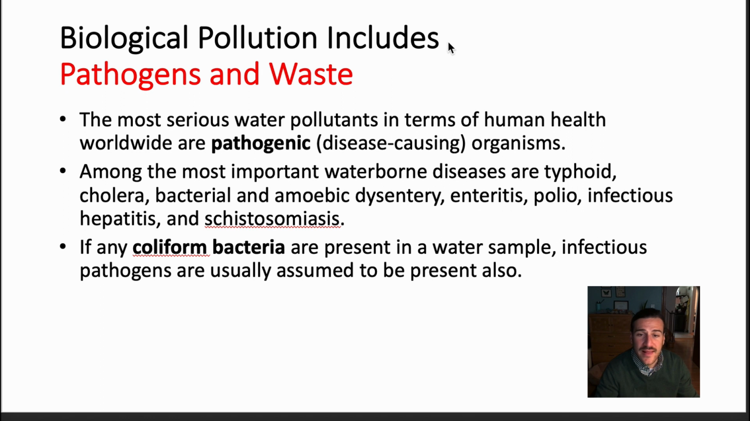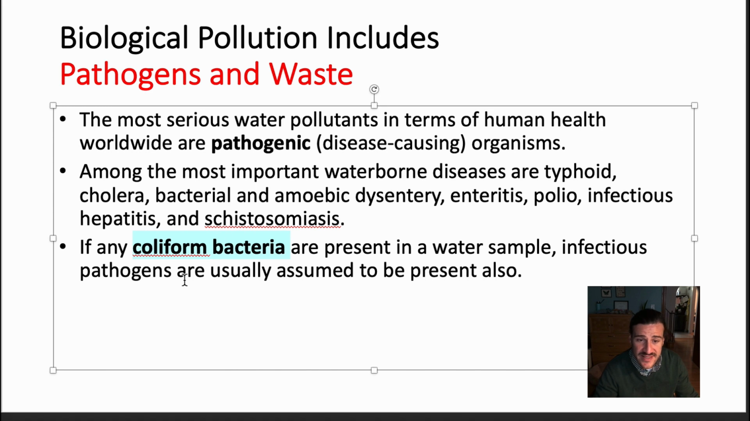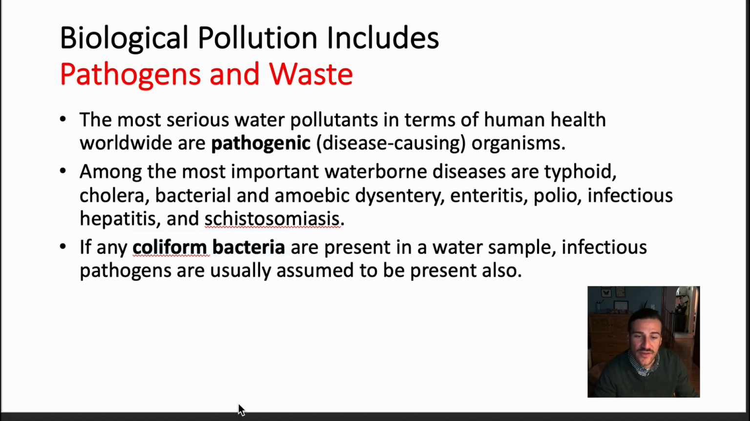So obviously biological pollution includes pathogens and waste. Many of these pathogens cause diseases around the world, especially in lower income places. You get these waterborne diseases like typhoid, cholera, dysentery from bacteria or amoebas, and then all these other ailments that are associated with waterborne diseases. If any coliform bacteria are present in a water sample, infectious pathogens are usually assumed to be present also. So people studying water quality of a specific area will specifically test for those, as they indicate the presence of other pathogens, kind of an indicator species.